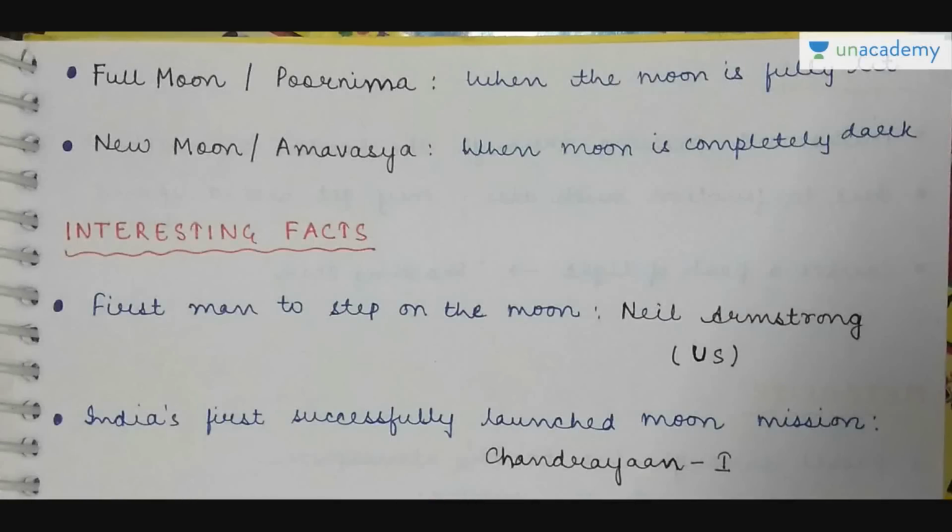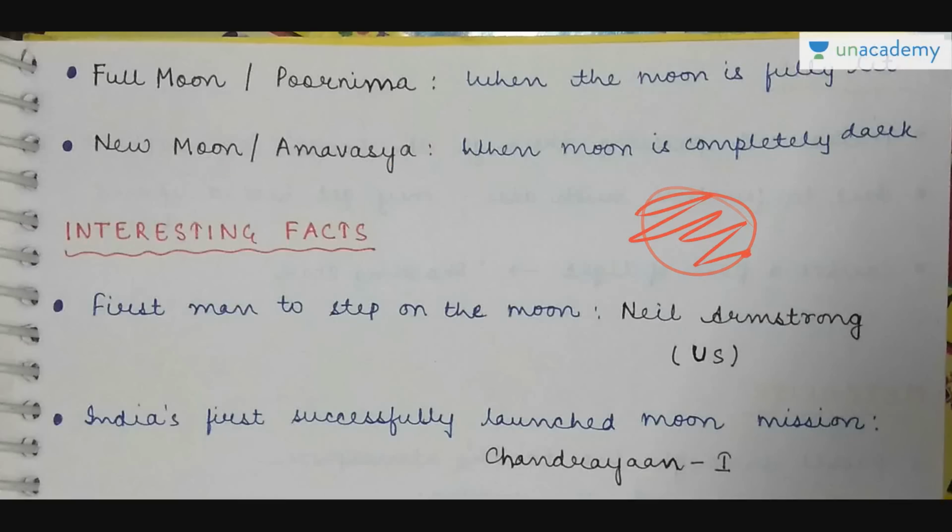Then when there is a full moon or Purnima, it is when the moon is fully lit by the light of the sun. So it is the full moon, the complete moon, or Purnima. And when the moon is completely dark, the light does not reach there, so it is the new moon or Amavasya, a completely dark moon.